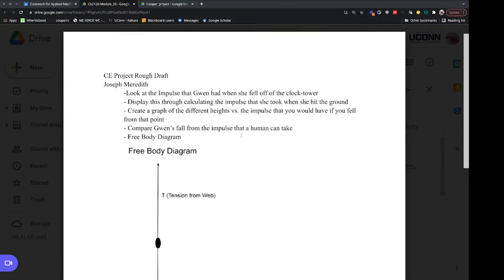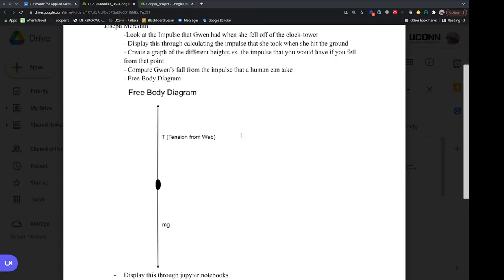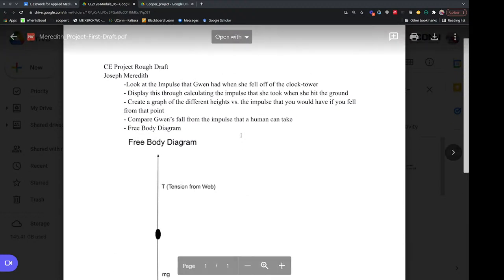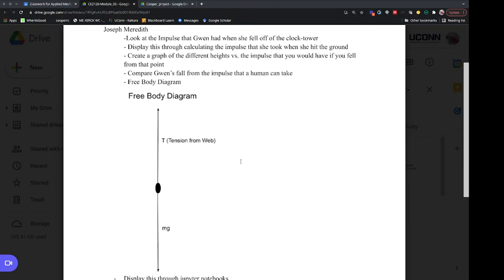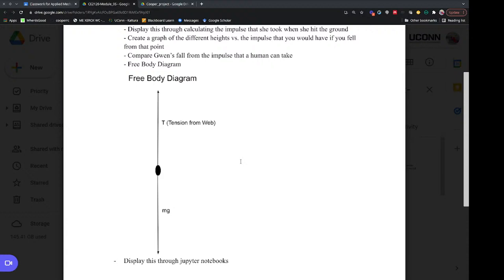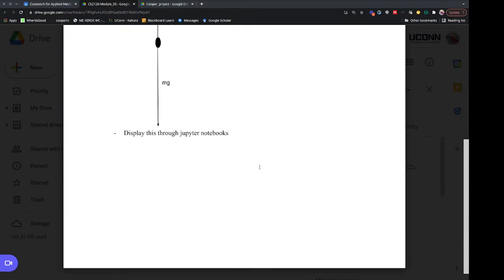But anyway, all right, so we've got a free body diagram and the why of what's going on. It's an interesting problem: there's a big comic book event that really changes the course of Spider-Man history, and it's trying to understand the physics behind this sort of thing. Then in the free body diagram, the only things acting on someone free falling once the web is attached are tension from the web and the mg of the person falling down.